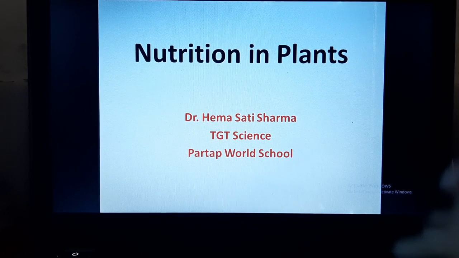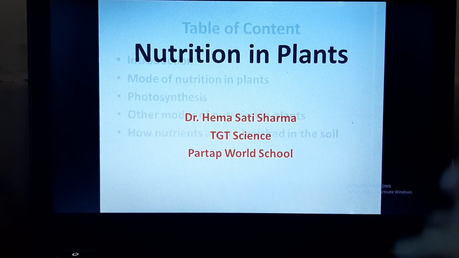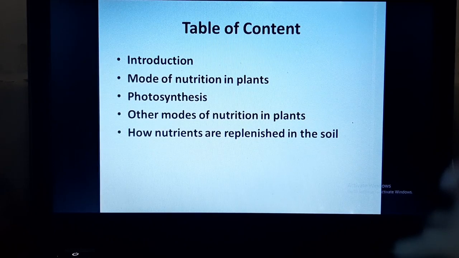We are discussing chapter Nutrition in Plants for class 7. We have already discussed the introduction to the chapter, Autotrophic mode of nutrition in plants. We have discussed the definition of photosynthesis, and we know that photosynthesis is the process in which plants utilize carbon dioxide and water in the presence of sunlight and chlorophyll to produce food.